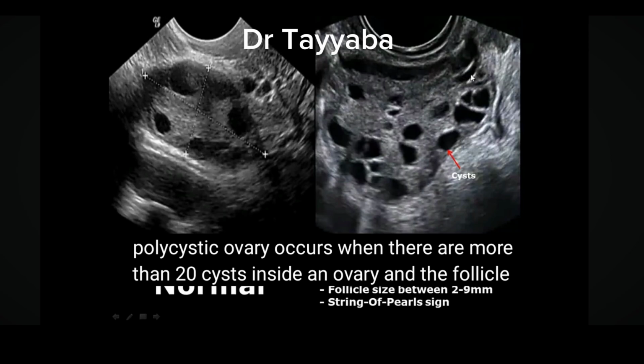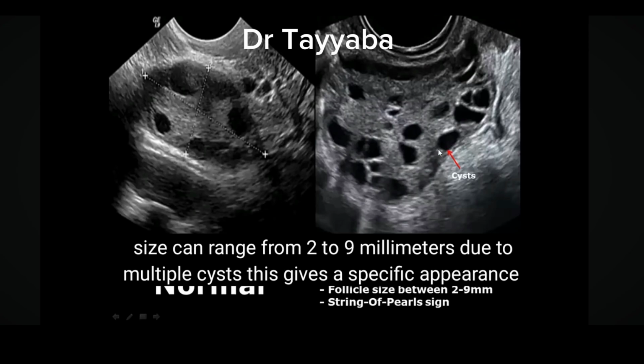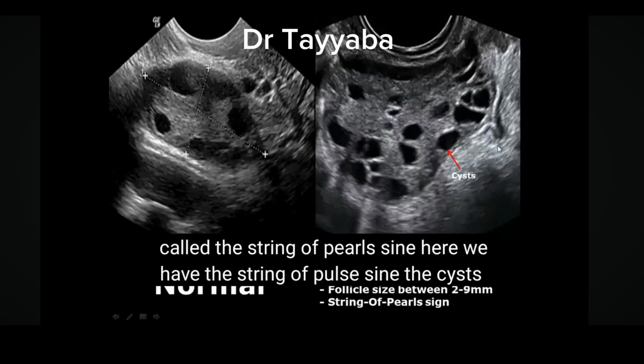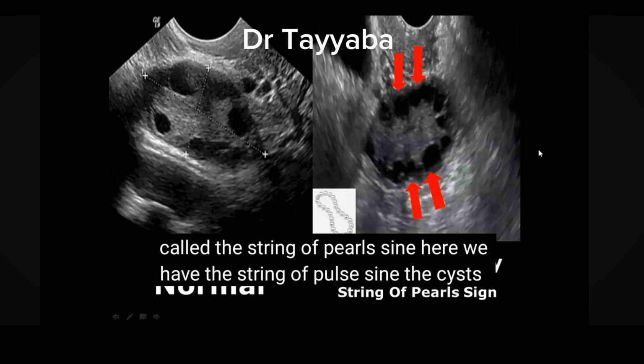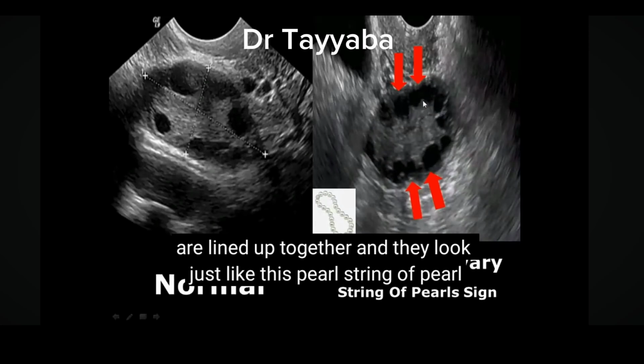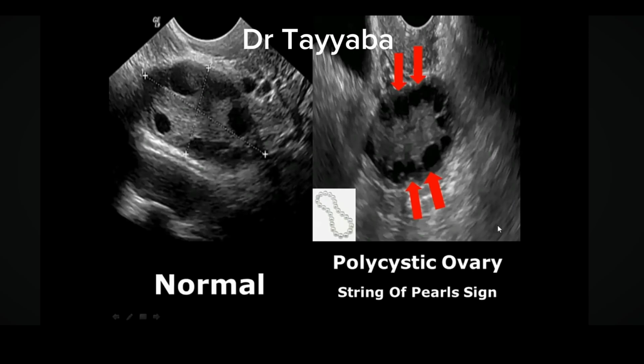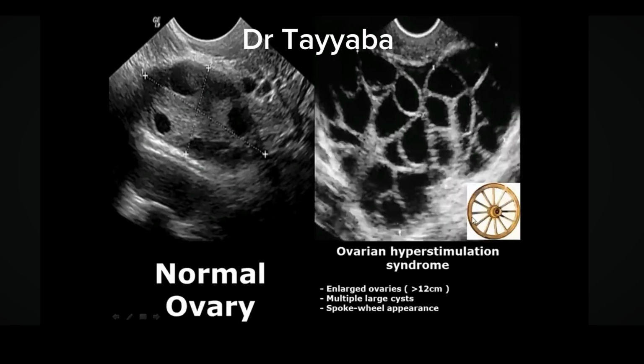Polycystic ovaries occur when there are more than 20 cysts inside an ovary, and the follicle size can range from 2 to 9 millimeters due to multiple cysts. This gives a specific appearance called the string of pearls. Here we have the string of pearls, the cysts are lined up together and they look just like pearl strings.